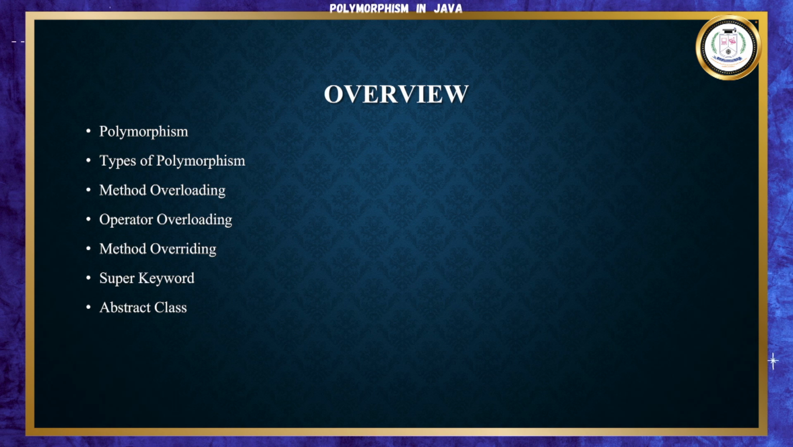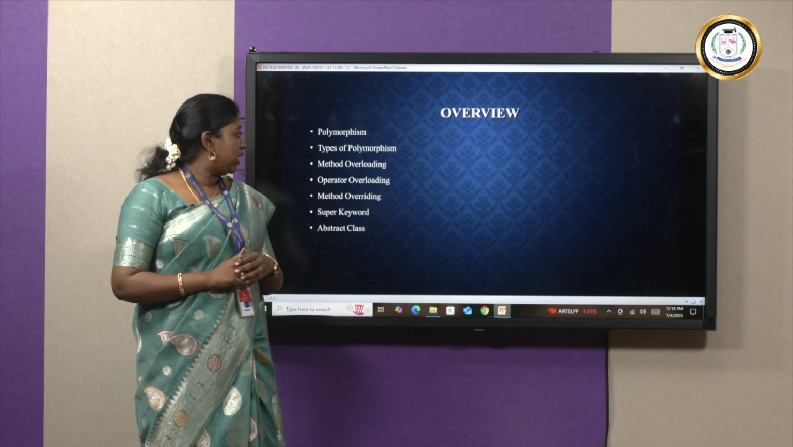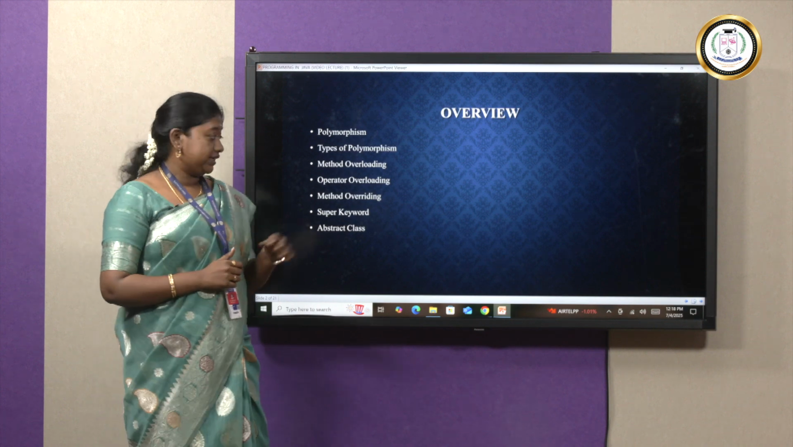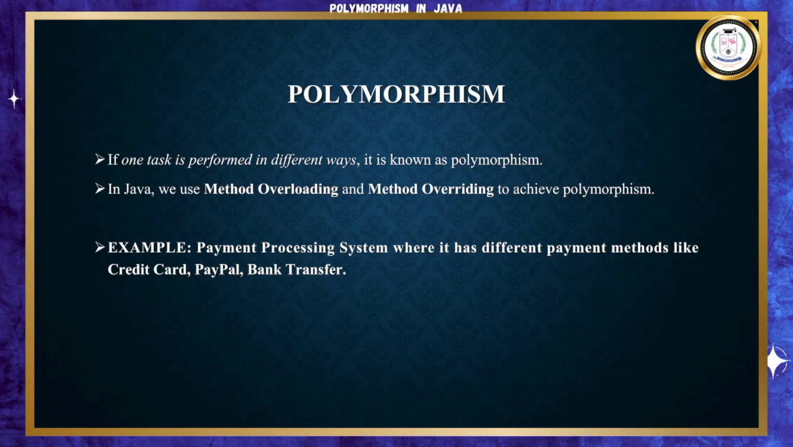So let me see the overview of what we are going to see. First, we are going to see what is polymorphism, types of polymorphism, method overloading, method overriding, operator overloading, and super keyword and abstract class. So first we will see what is polymorphism.